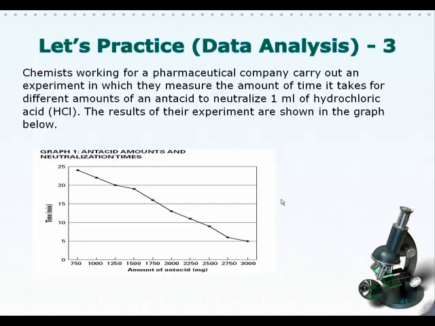Let's practice looking at data analysis. Chemists working for a pharmaceutical company carried out an experiment in which they measured the amount of time it takes for different amounts of an acid to neutralize 1 milliliter of hydrochloric acid. The results of their experiment are shown in the graph below. Let's take a moment to look at the graph. Make sure you study what's on the x-axis as well as the y-axis, your independent and dependent variables.